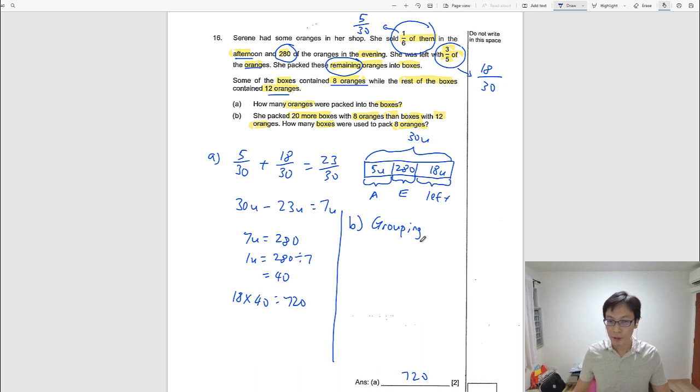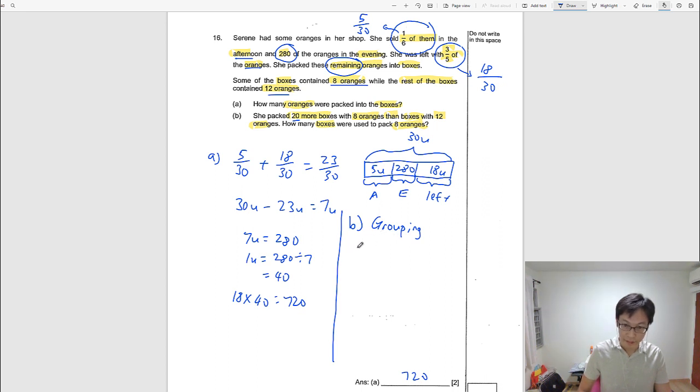Okay, and why do we use grouping? Because if you take the 720 oranges, minus away the oranges from these extra 20 boxes, the rest of the boxes between the 8 and the 12 will be the same. Do you understand what I mean? Okay, if you don't understand, let me draw the model for you.